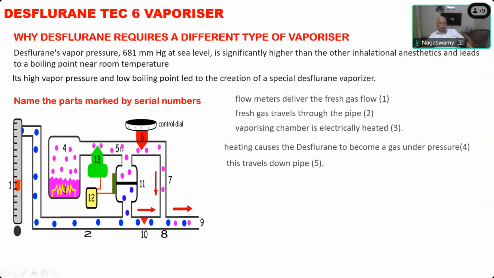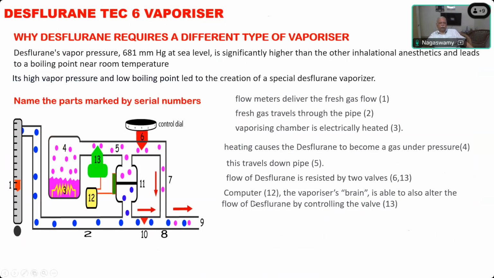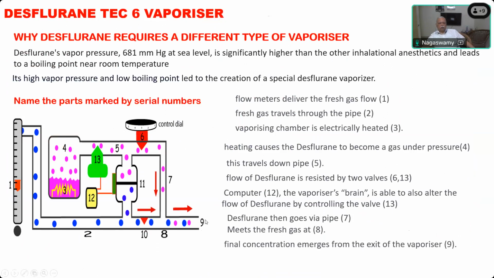This is a pipeline for taking that, and these are two valves, 6 and 13. 6 is the control dial where we set the delivery percentage of the desflurane. 13 is an electronically controlled, computerized control within the passage of this pressurized desflurane. So both these things decide what amount of vapor has to come and join the fresh gas flow. And this is the computer controlling this valve here, and this is the desflurane delivery pipeline coming to mix with the fresh gas flow. It meets the fresh gas flow at this point, and the final concentration emits from the outlet.